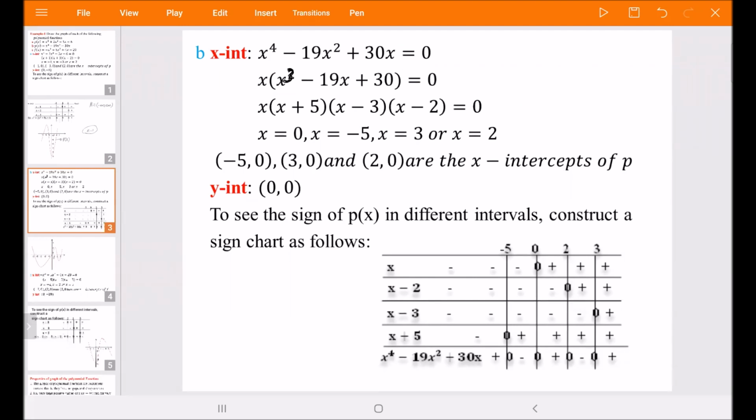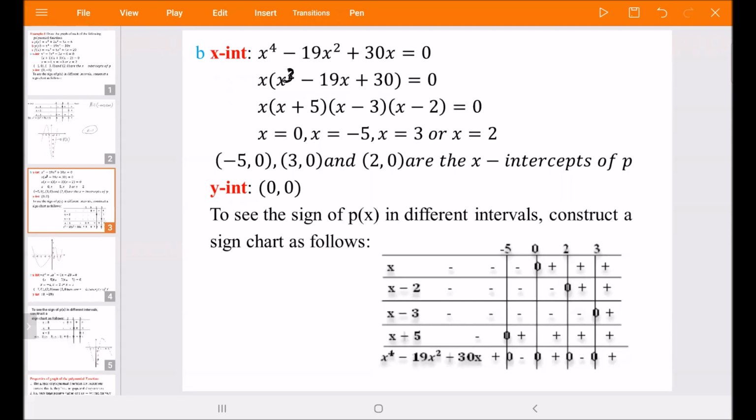They are plus or minus 1, plus or minus 2, plus or minus 3, plus or minus 5, plus or minus 6, plus or minus 10, plus or minus 15, and plus or minus 30. So if this polynomial has any rational zero, it must be from among these numbers. Actually, I'm not going to waste time on which one does make this 0. You can check this for yourself at home. Simply at x is equal to minus 5, x is equal to 3, and x is equal to 2, from this list of possible rational zeros, the polynomial does equal 0.